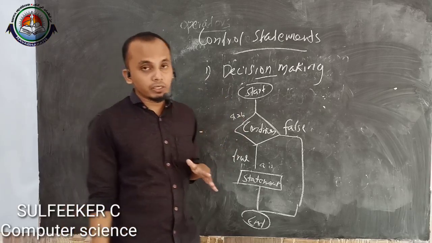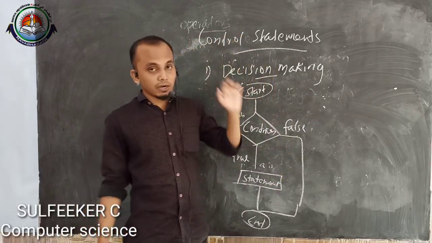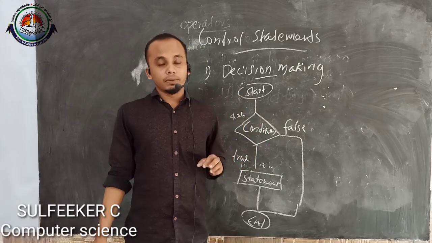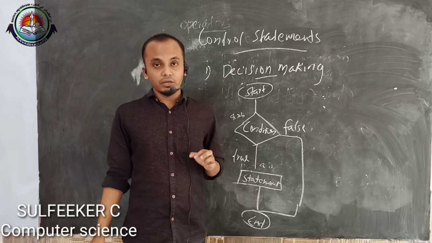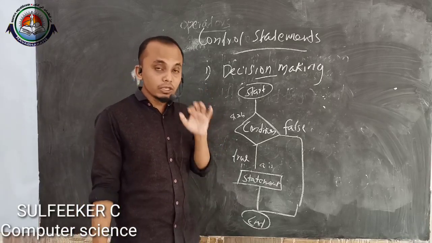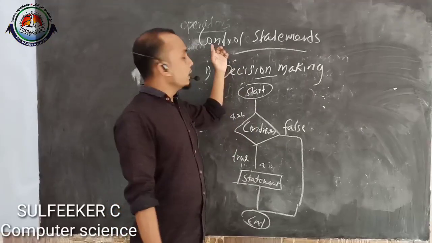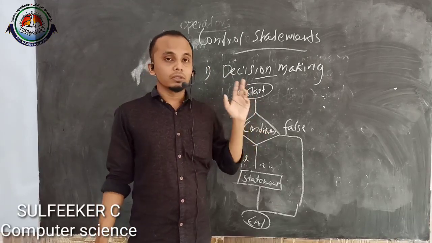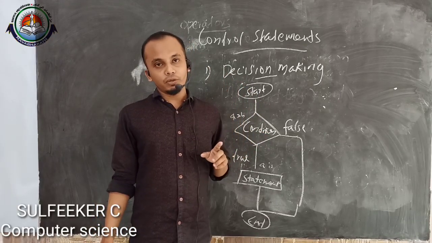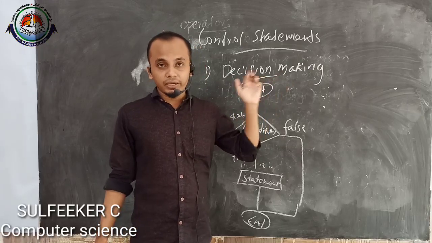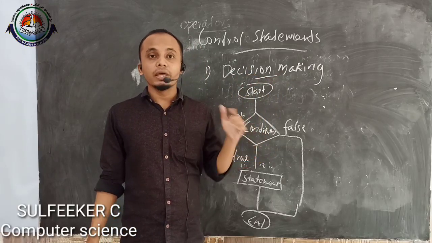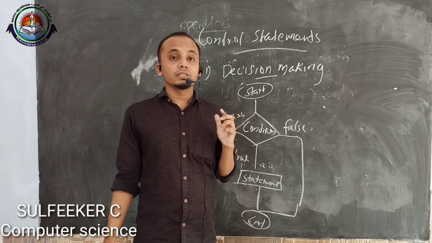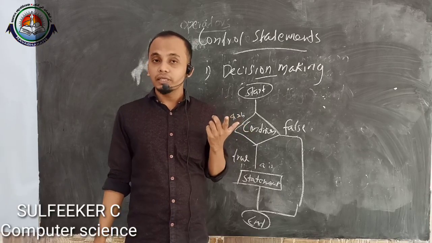First decision making statement. Okay, we already explained what a control statement is, which controls the flow of execution based on some condition. Then control statements are again divided into decision making statement, iteration statement, and jump statement. Then decision making statement is again divided into if, if else, and nested if. If else and nested if we will discuss in the next class.